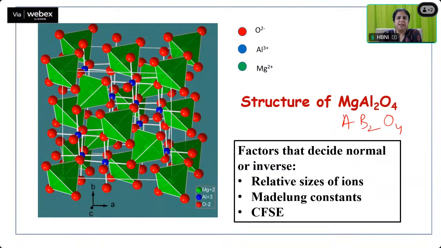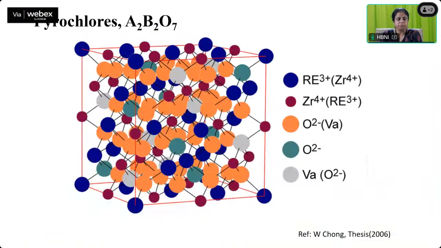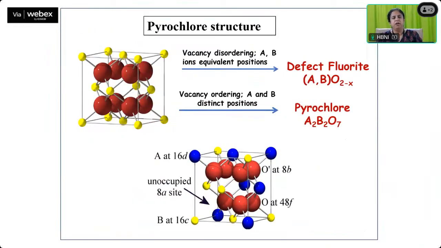So the factors that decide whether it is normal spinel or inverse spinel are the relative sizes of the ions, the Madelung constant, because Madelung constant has to be very favorable, and it is a factor that depends on crystal structure, and also the crystal field stabilization energy. Last structure, pyrochlore. Okay. Again, like perovskite, this is one of the classes of solid state chemistry. So I'll describe it in a very, very simple manner.